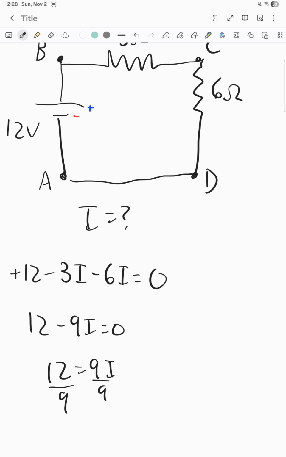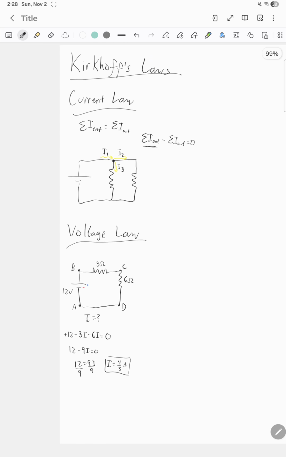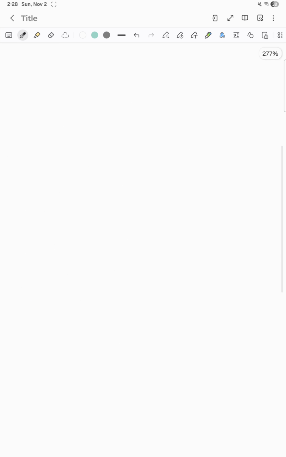And the current is 4/3. I is equal to 4/3 amp. And so that's how you do a voltage law problem for Kirchhoff. That's how you deal with Kirchhoff's voltage law. So let's do another problem here. We'll work with Kirchhoff's voltage law a bit more.